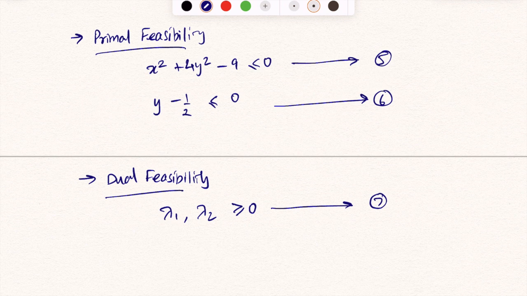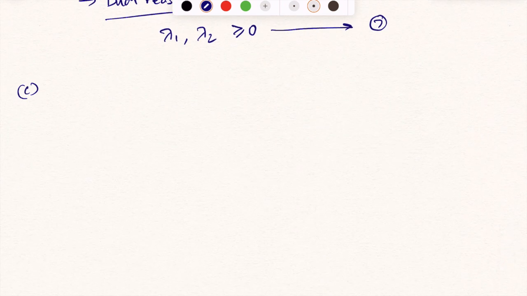As we work through these cases, the idea is we solve for values of x and y, and then values of lambda 1 and lambda 2 to find if these are valid candidate points for our defined Lagrangian function. So let's work through those. Since we have 2 constraints, there are 4 possibilities formed.